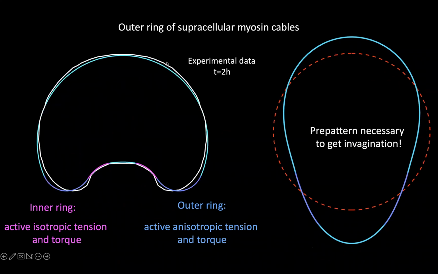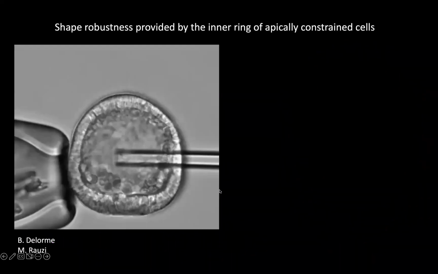You see, we reproduce quite well the experimental shape at some point of the invagination. And one other important point is that the inner ring, this ring of active tension and torque, is controlling the shape of your invagination. It's always at the tip of the invagination, so it's kind of fixing the radius of your invagination. So it also has an importance on the shape of your invagination.